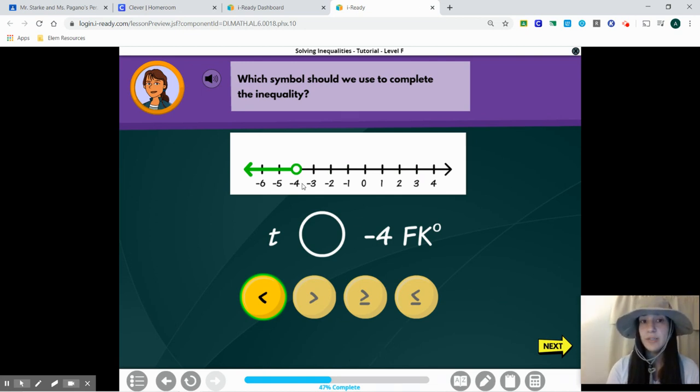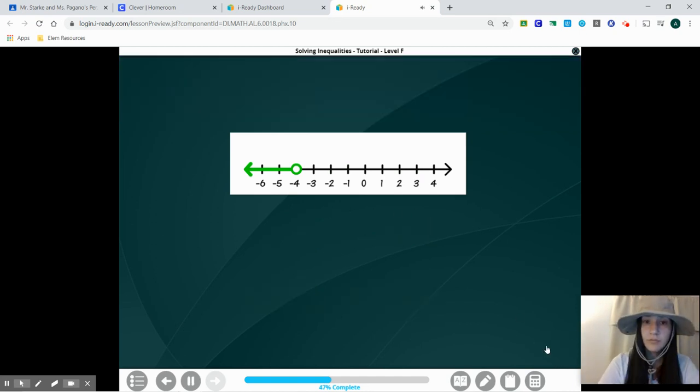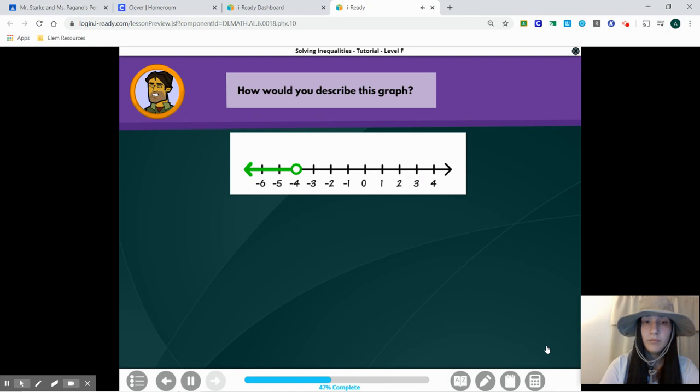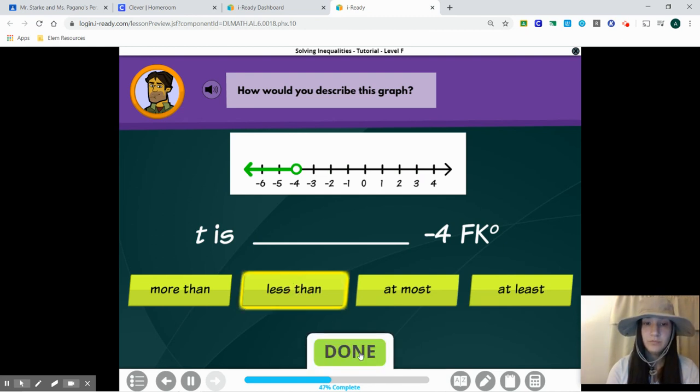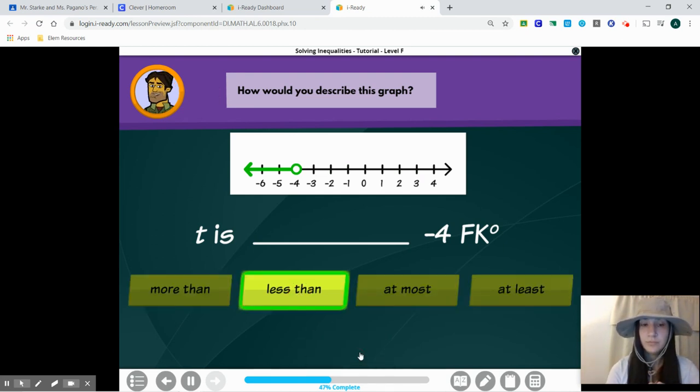So -4 cannot be an answer, but anything less than -4 can be an answer. So like she said, the closest number to -4, in between -4 and -5, would be -4.00000001. It's super close to -4, but it's still less than -4. How would you describe this graph? So t is less than -4. Exactly. The temperature can be any number smaller than -4, but not including -4.